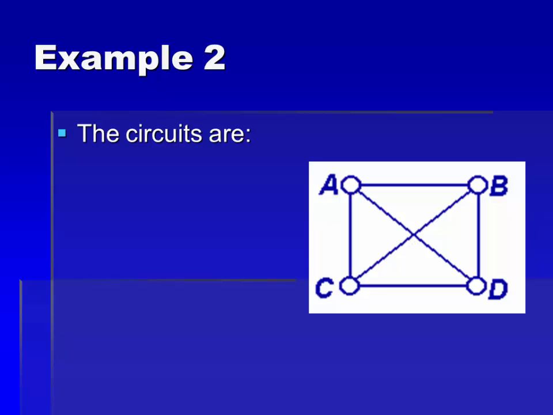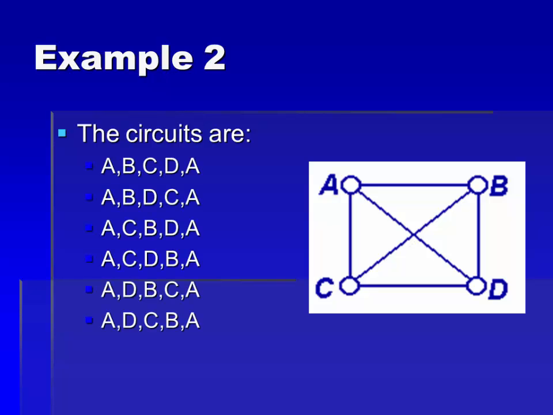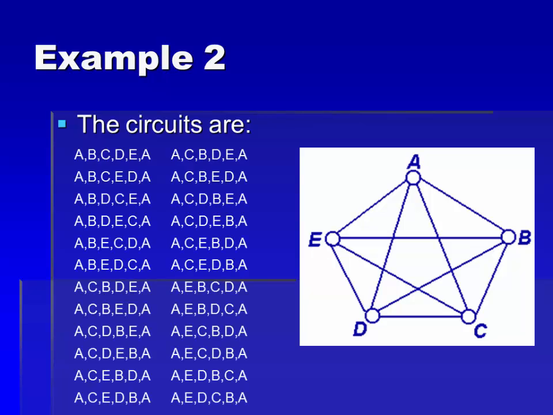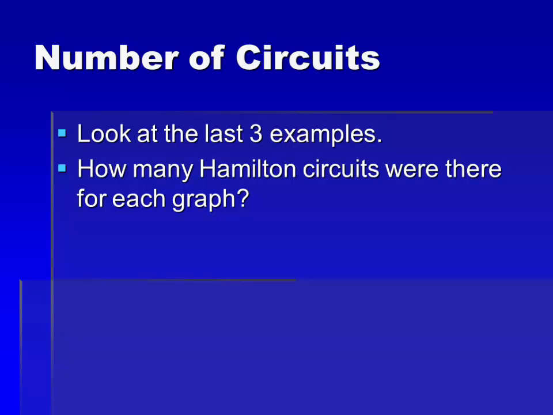So here's another example. Here we have 4 vertices. When we have 4 vertices, we're going to end up with 6 circuits. So again, I'm starting and stopping all of these with A so that I don't inadvertently double up. So I get to 5 vertices, and now I have 24 circuits. So if we look at these last 3 examples and pull the information we've talked about so far together, what conclusions can we get?